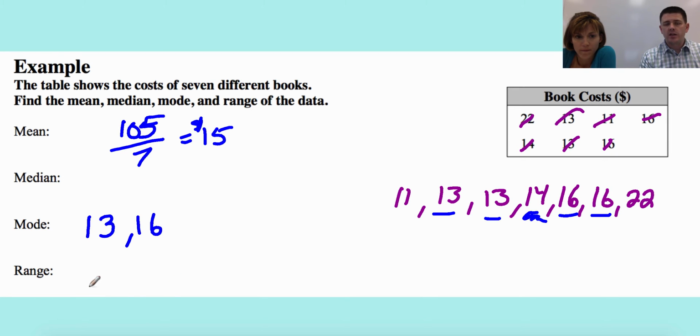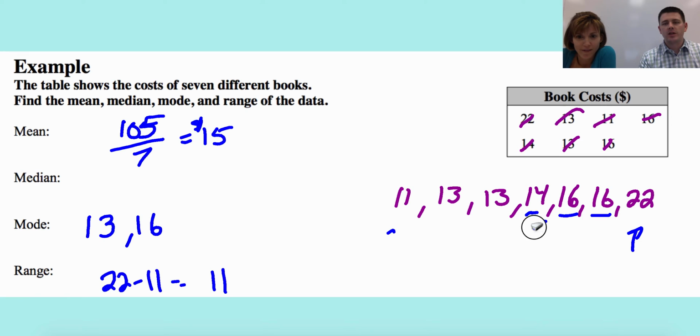Then the range is another easy one. It's your highest minus your lowest. So 22 minus 11 gives us a range of $11. Last one is the median. The median.